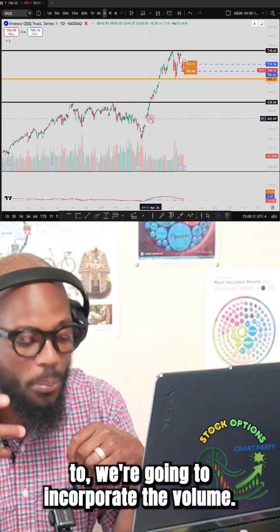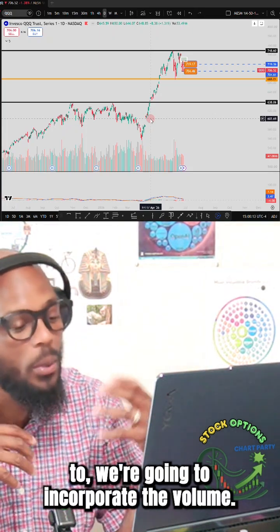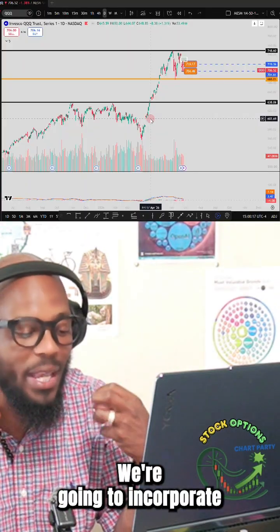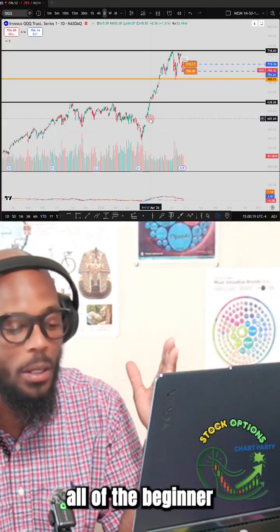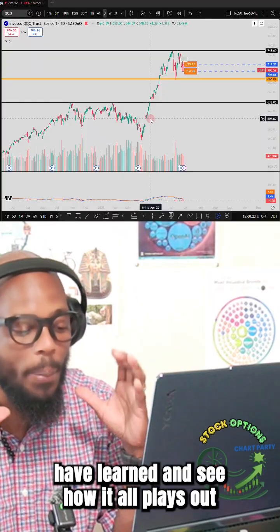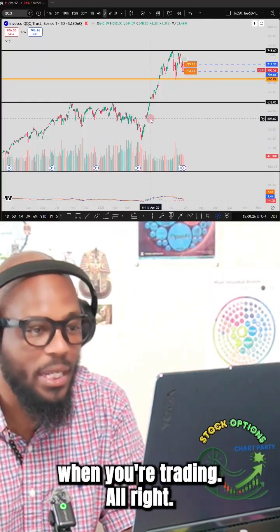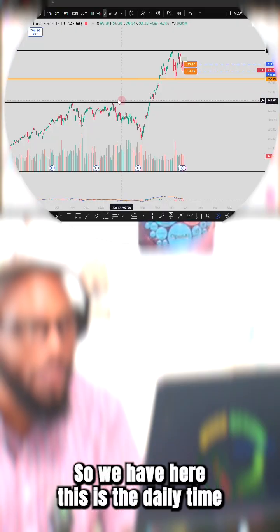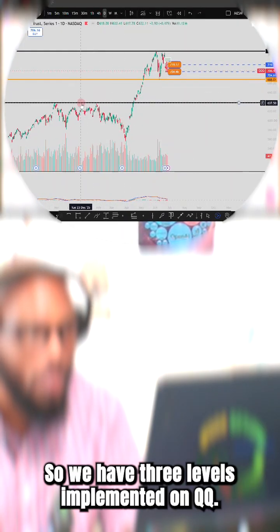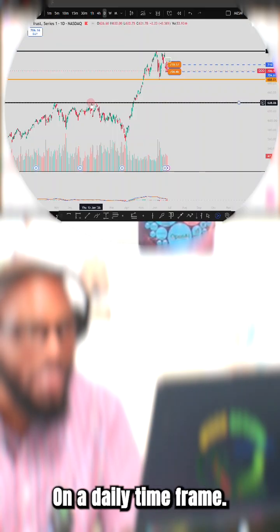We're going to incorporate the volume. We're going to incorporate the support, the resistance levels. We're going to incorporate all of the beginner pieces that you should have learned and see how it all plays out when you're trading. All right, so we have QQQ here. This is the daily time frame. So we have 3 levels implemented on QQQ on the daily time frame.